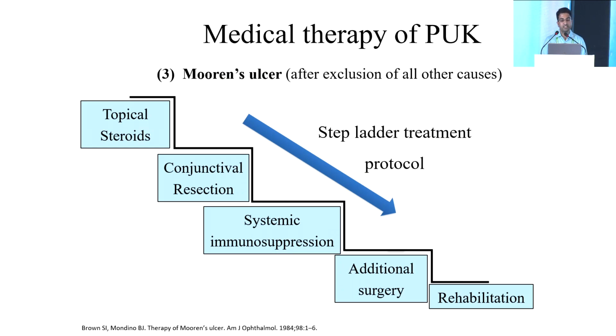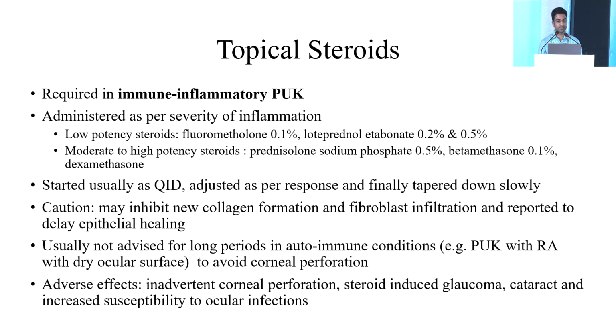Next is Mooren ulcer. It needs a step ladder treatment protocol, where initially you start with topical steroids, then a surgical treatment of conjunctival recession, and then systemic immunosuppression or additional surgery and rehabilitation. So the mainstay of treatment is topical steroids. It is required in all immune inflammatory PUKs, and administered as per the severity of symptoms. If you feel that it is severe, then you give the steroids in a frequent dose.